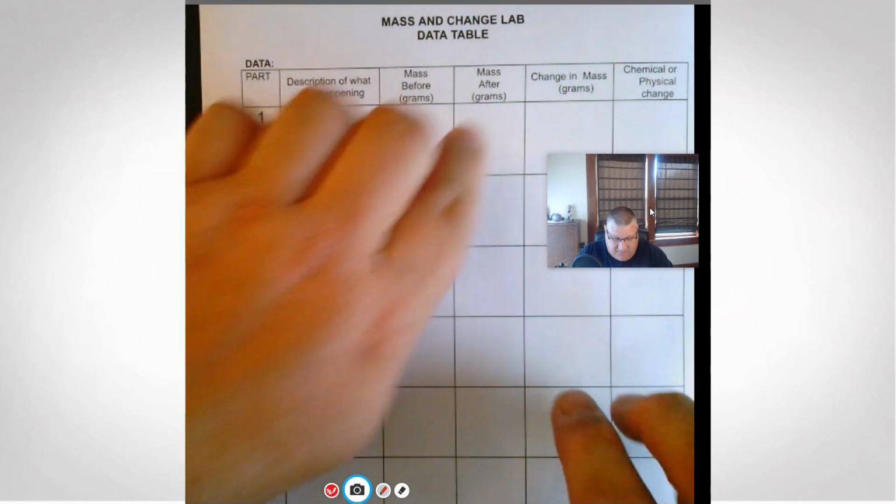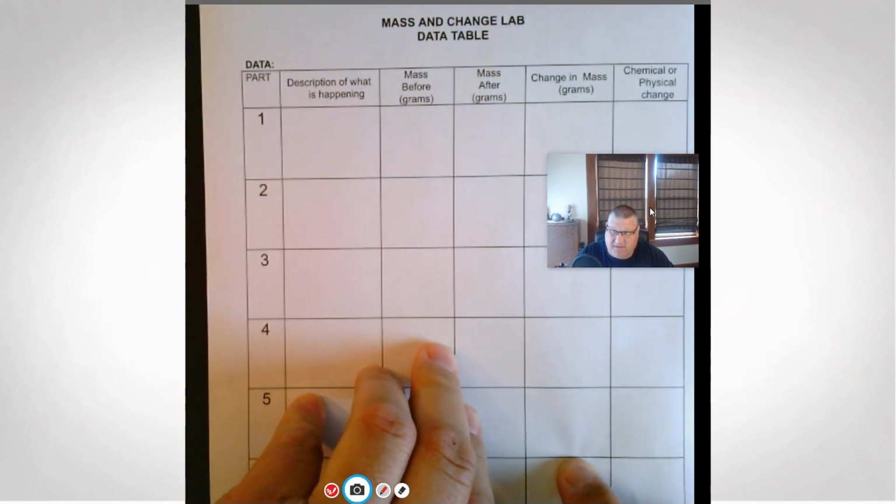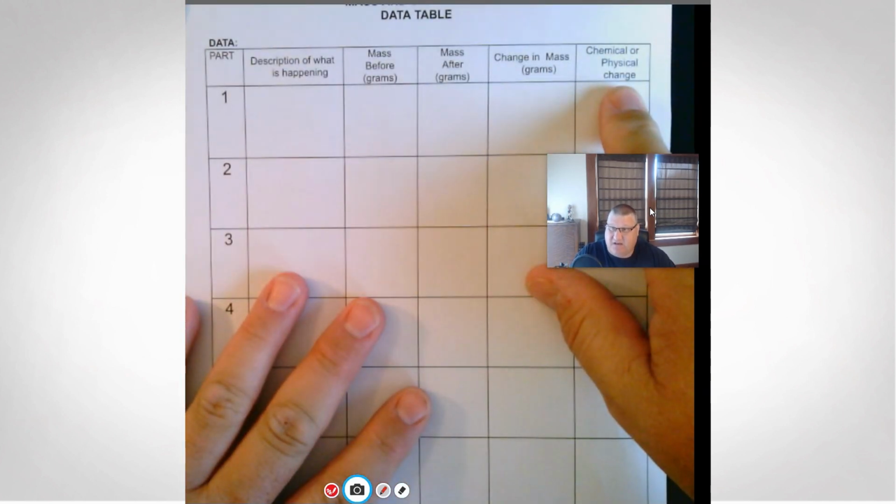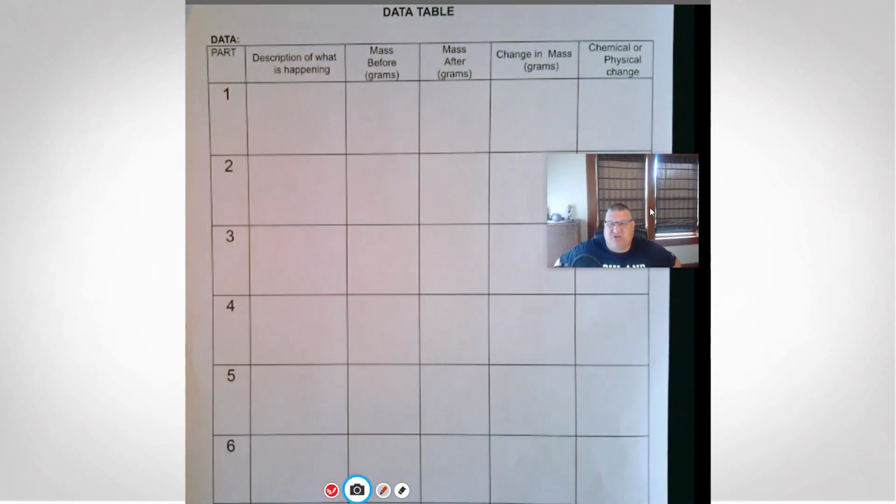Then finally, last column, chemical or physical change. You have to make the decision and you have to write that out. Okay, so it's basic worksheet stuff, but I also wanted to go through it with you so you knew exactly what you're up to.